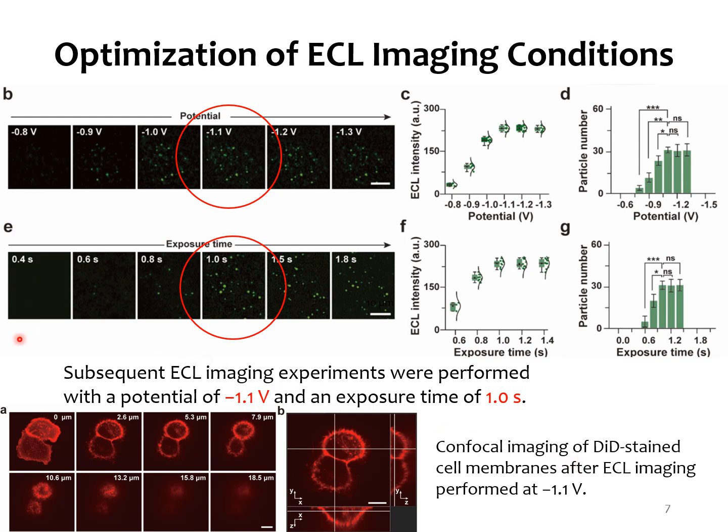Picture E shows ECL images at various exposure times. The particle number and intensity increased with longer exposure time. However, beyond 1 second exposure, neither particle count nor intensity increases further. Therefore, subsequent ECL imaging experiments were performed at negative 1.1 volt potential and 1 second exposure time.